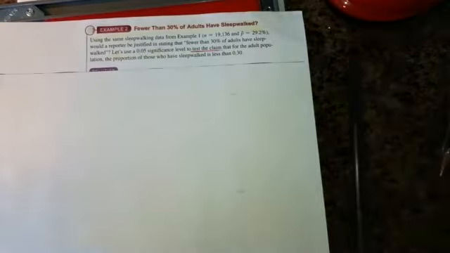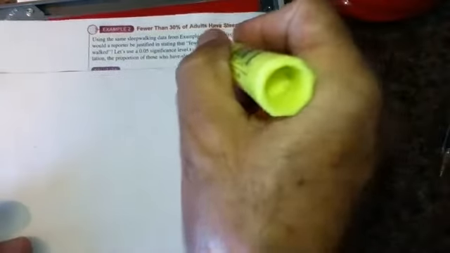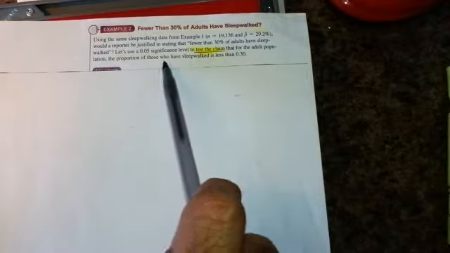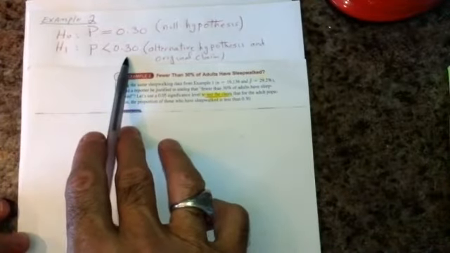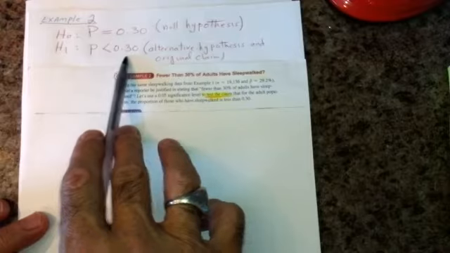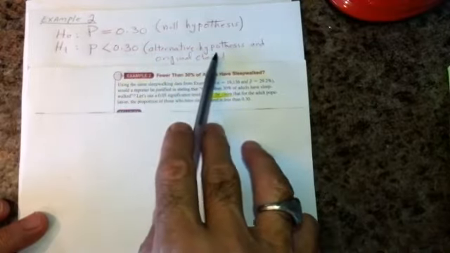Start from here. To determine your H1, you have to look for this statement: test the claim that the proportion of adults who have sleepwalked is less than 0.3. In that case, this is the claim. They're claiming that the proportion is less than 0.30. H1, the alternative hypothesis, is also in this case the original claim.